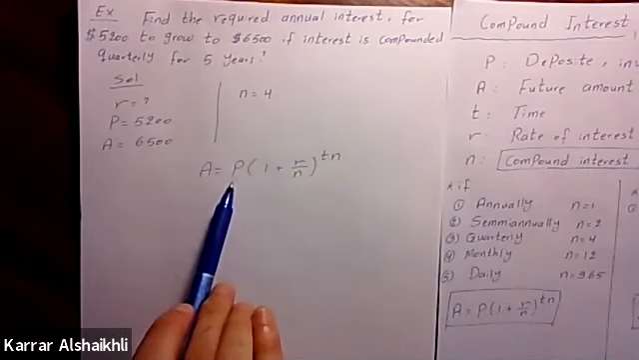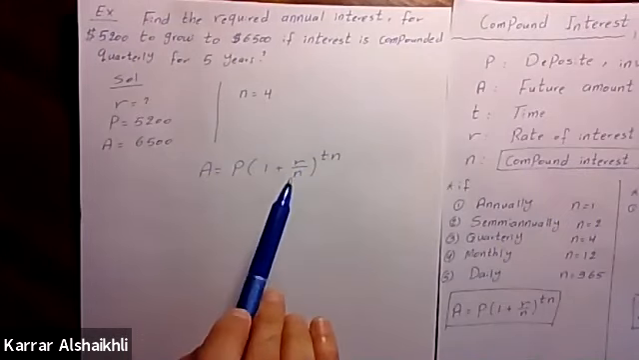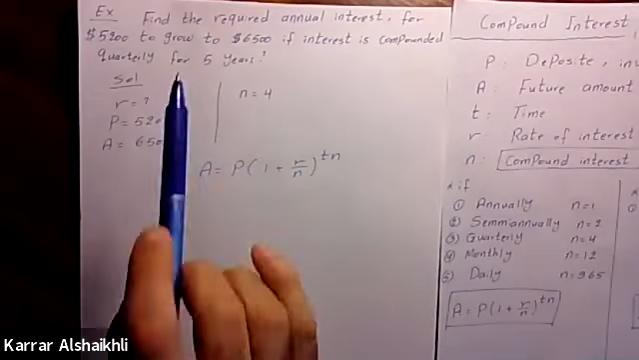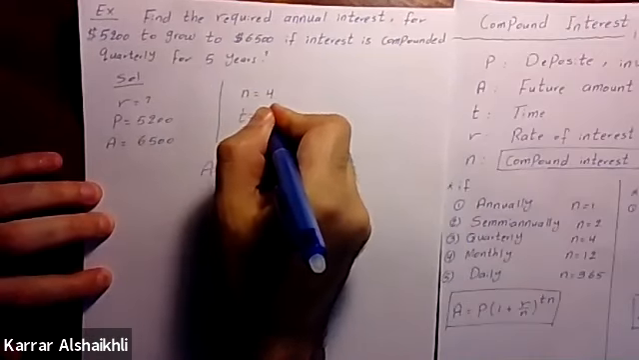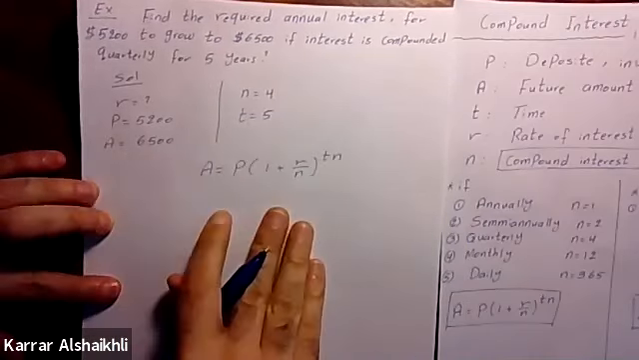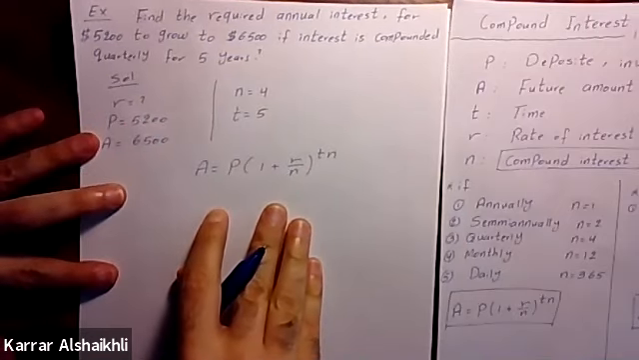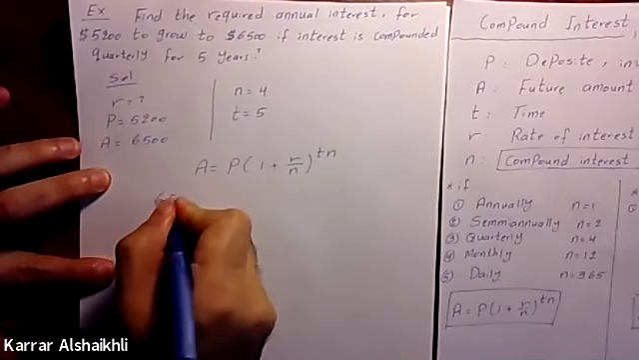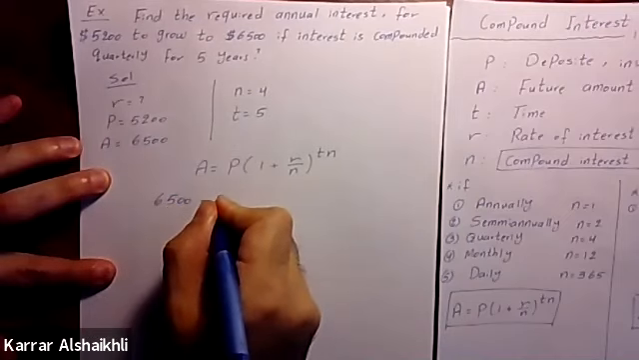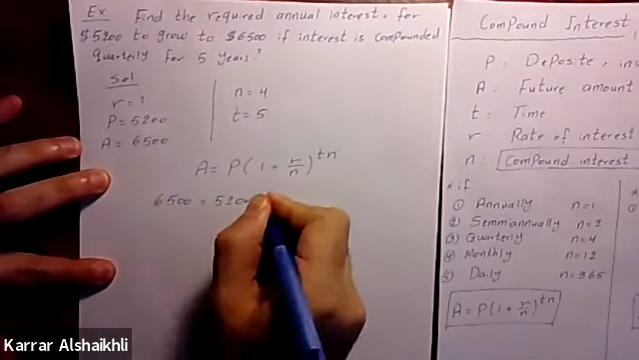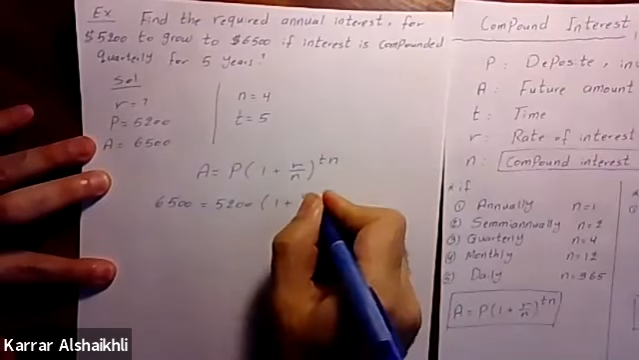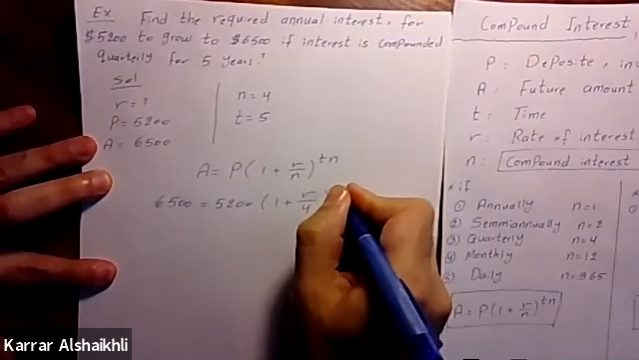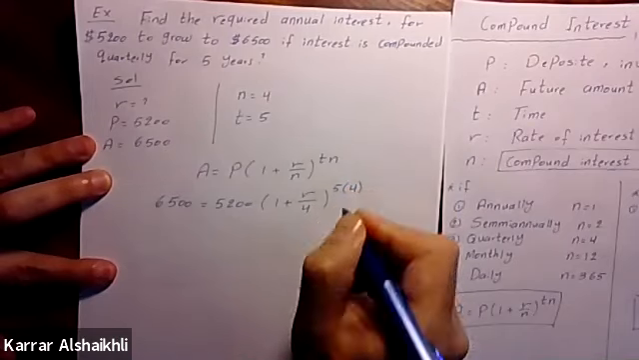I have the future amount, I have the deposit, and I need to find the rate of interest. The compounding is quarterly, so N equals 4, for 5 years, so the time equals 5. I'm going to plug in this information and solve it to find the rate of interest. The future is 6,500, equal to the initial 5,200 times 1 plus the rate, which we need to find, over 4, to the power of 4 times 5.